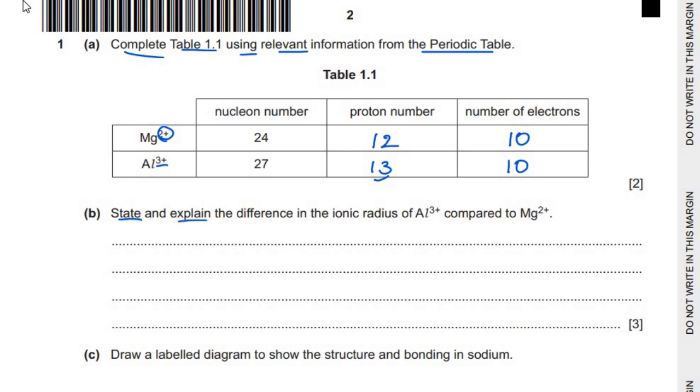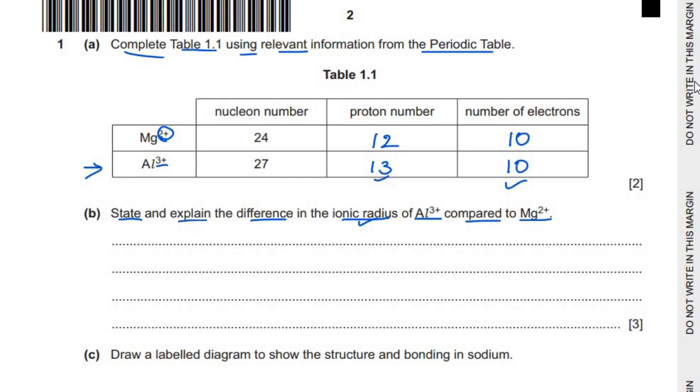State and explain the difference in the ionic radius of Al3+, that is aluminium ion, compared to the magnesium ion. Now what's the difference? We can find out that the number of electrons are same, so electronic structure is also the same. The difference is in the proton number. So what is the difference in the ionic radius? Now obviously the ionic radius of aluminium ion should be smaller.